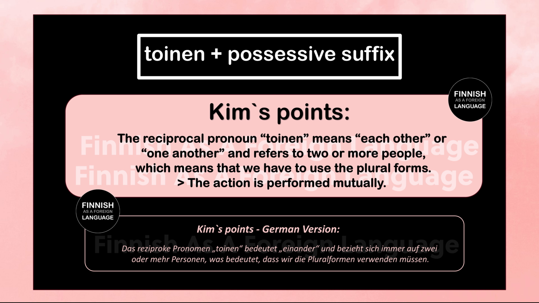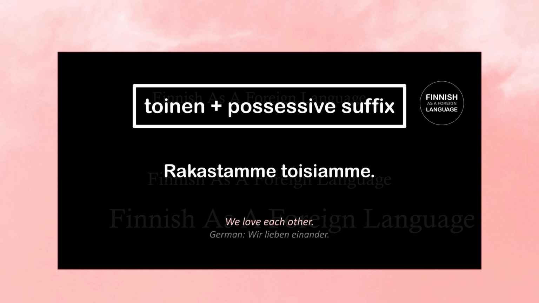To make it easier, let's take a look at one example. Rakastamme toisiamme means we love each other. So rakastamme is the first person plural present tense of rakastaa, which means to love, and toisiamme is the partitive plural of toinen plus the possessive suffix mme. Why do we need here the partitive plural? Because loving each other is an action that happens between two people, so that's why we use here the plural, and partitive here we need because the verb rakastaa requires the partitive case. So let's repeat. Rakastamme toisiamme. We love each other.